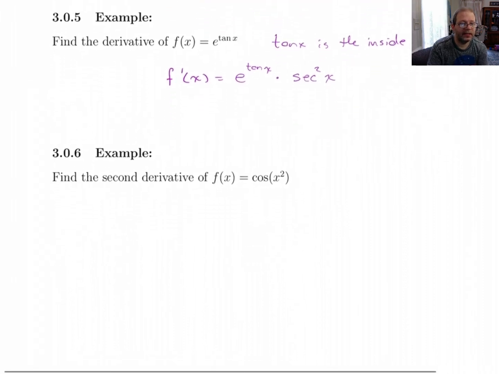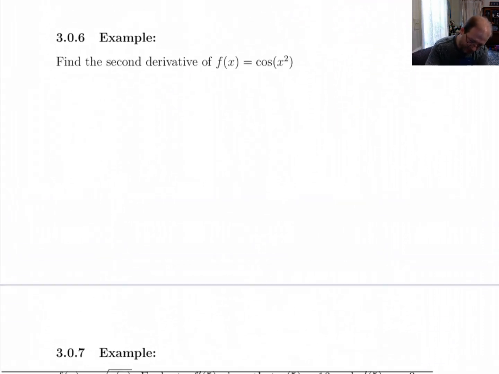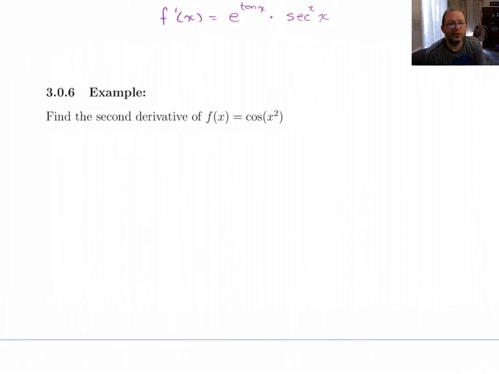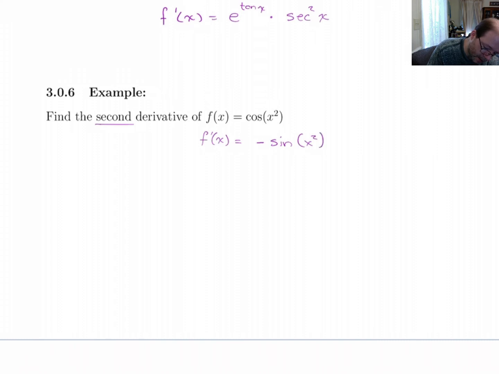And let's see this last example. Is this the last one? No, it's not quite the last. Last one on this page. Find the second derivative of this. This is a lot like what we did just a second ago, except we have a cosine. But in this case, we were asked to find the second derivative. So first we have to find the first derivative. The derivative of cosine is negative sine times the derivative of what's inside, which is 2x.